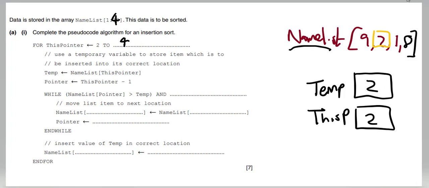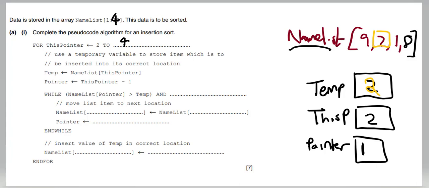So we're taking nameList, this pointer, and we're storing the number 2 in here from position 2. We've then got another variable called pointer. And this is going to be this pointer, which is currently in position 2, minus 1. So 1.